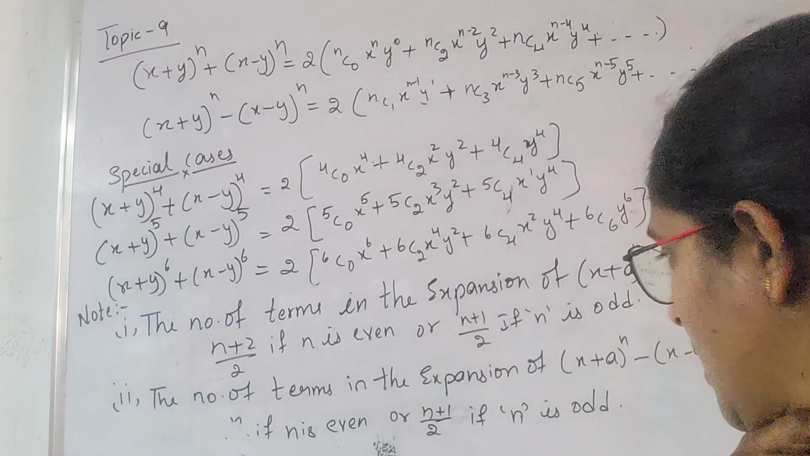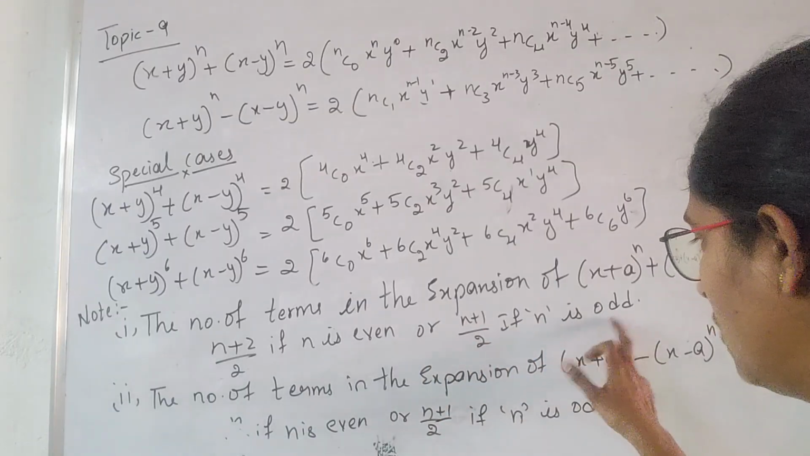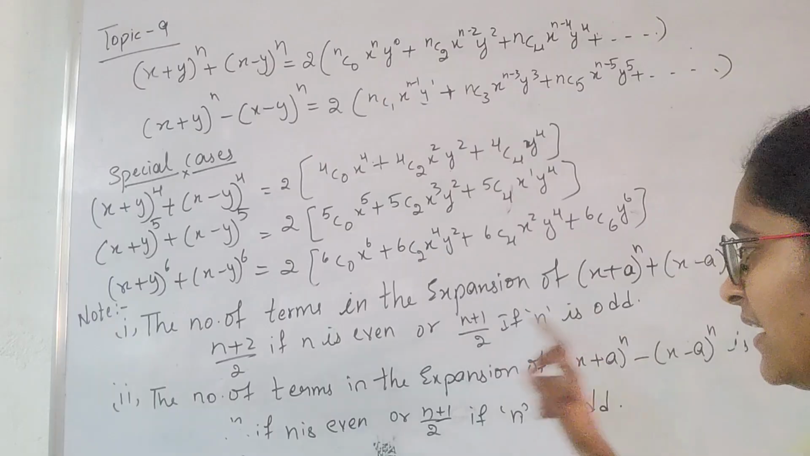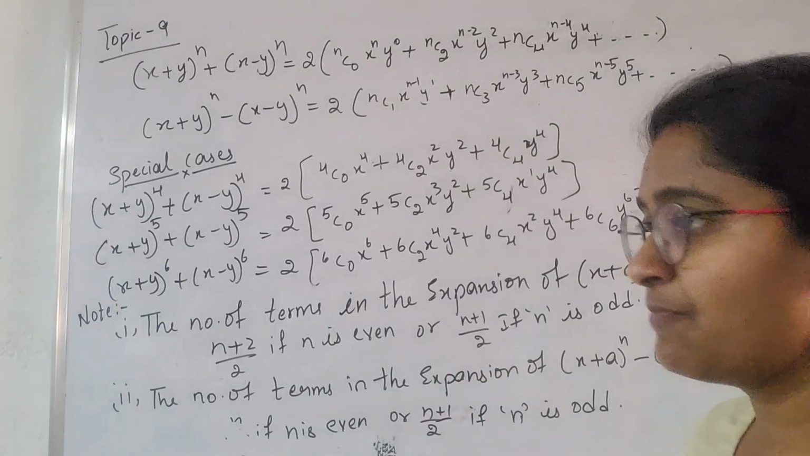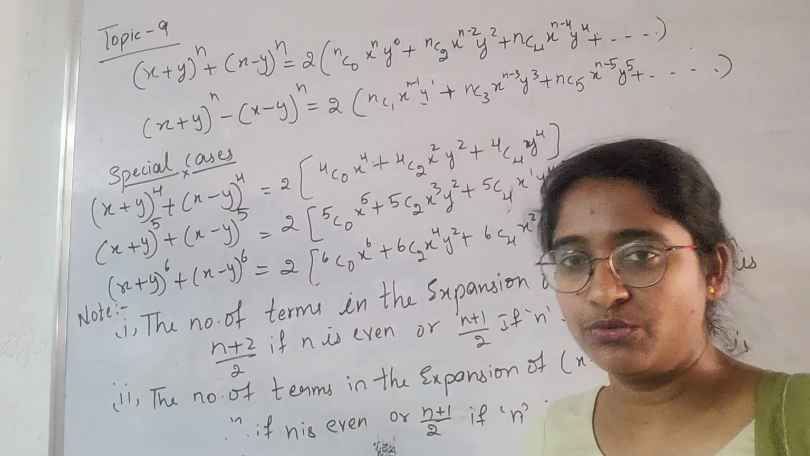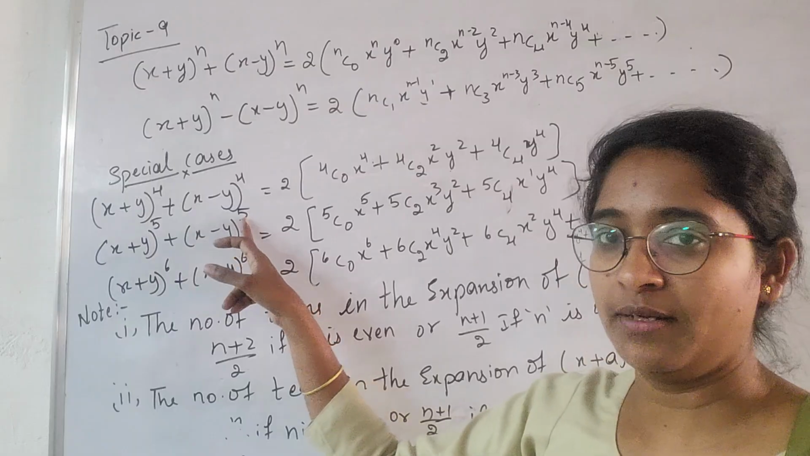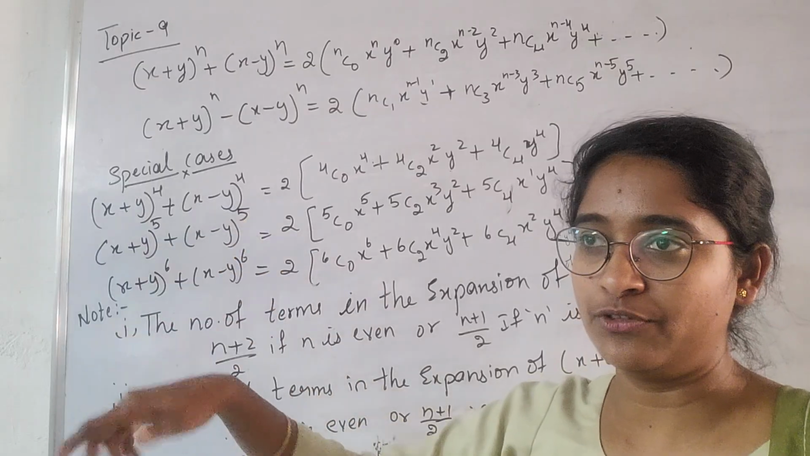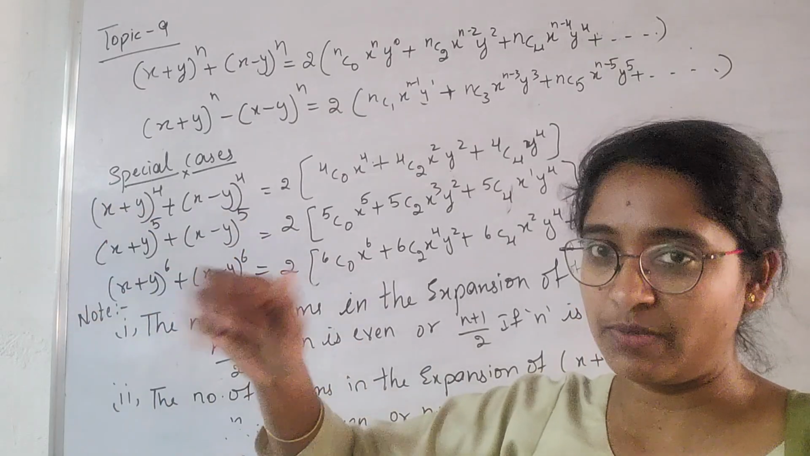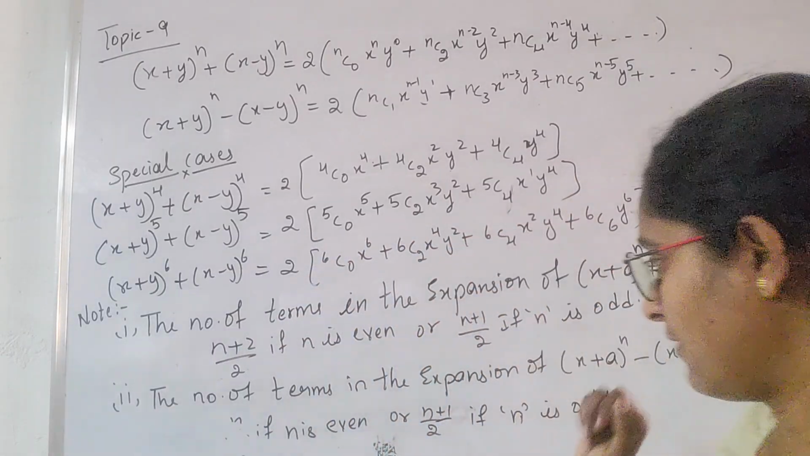Next, if n is odd, then (n + 1)/2. So if it is even, (n + 2)/2; if it is odd, (n + 1)/2. Here it is an odd number, so plus 1 divided by 2: 5 plus 1 is 6, divided by 2 gives 3 terms. We get it in the same way.